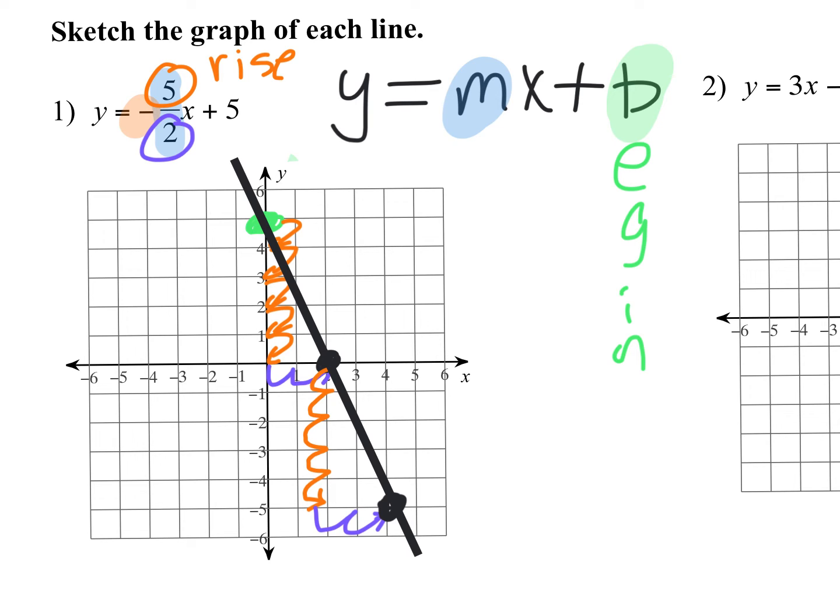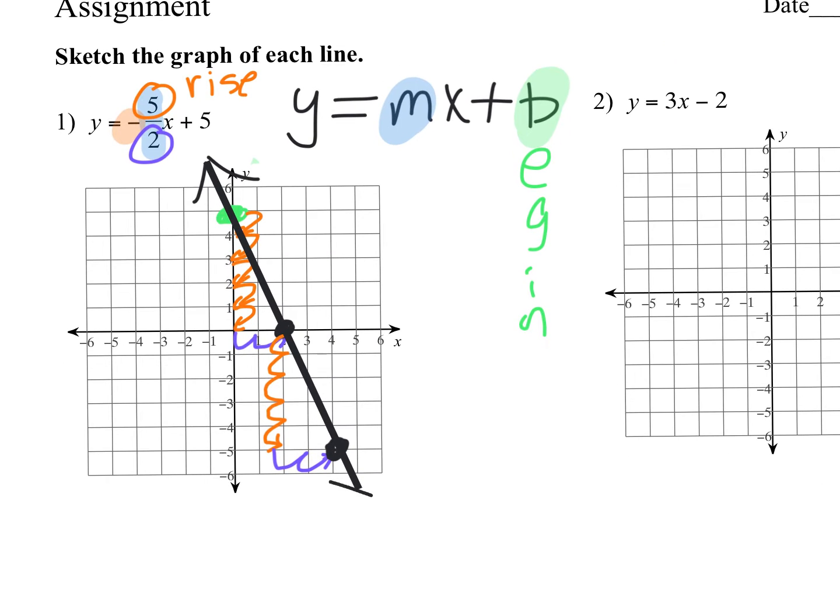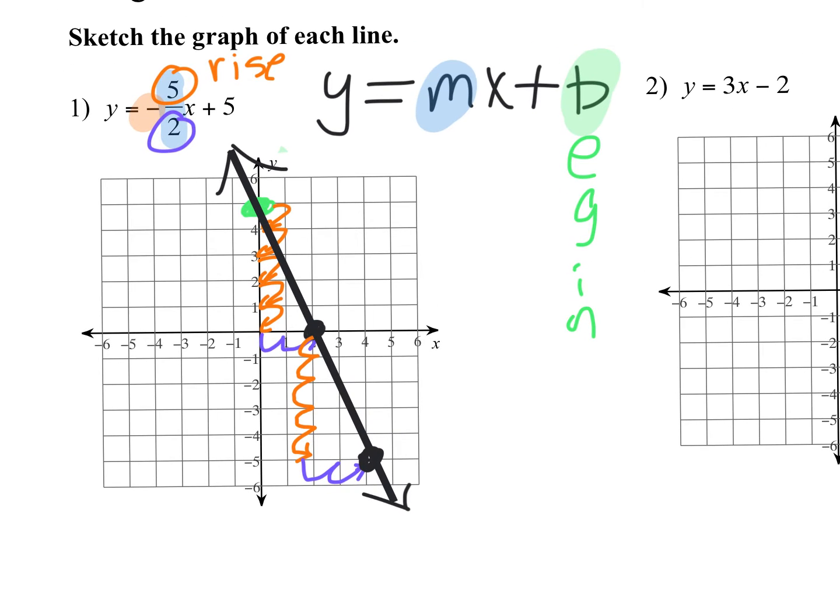And technically, that line extends forever and ever and ever. We just don't have a graph that goes forever and ever and ever for our paper, right? So you also need to add arrows to either side to make sure that it's mathematically correct.